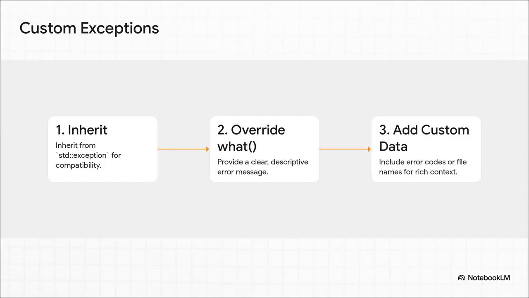First, you just create a class that inherits from std::exception. That makes sure it plays nicely with the whole C++ exception system. Second, you override the what method to return your own custom error message. And third, and this is the really powerful part, you can add any custom data you want to your exception class. Error codes, file names, timestamps, you name it. This makes your debugging and your logging about a million times more effective.